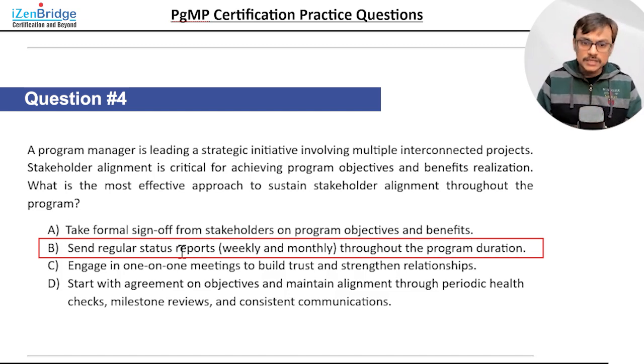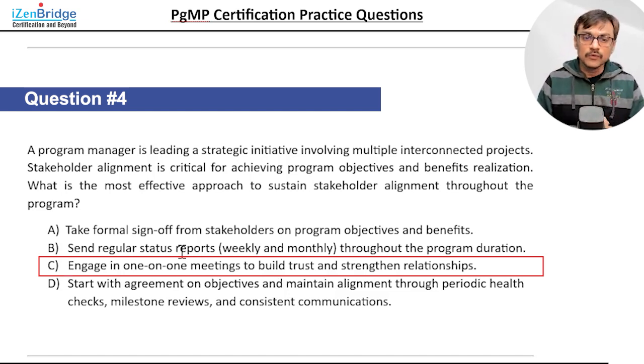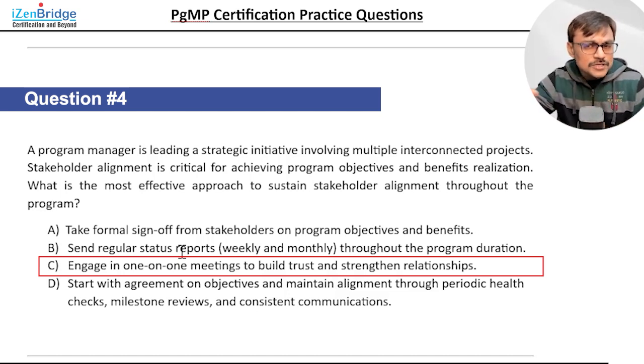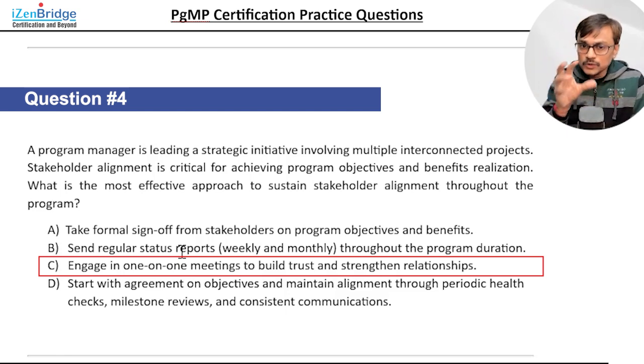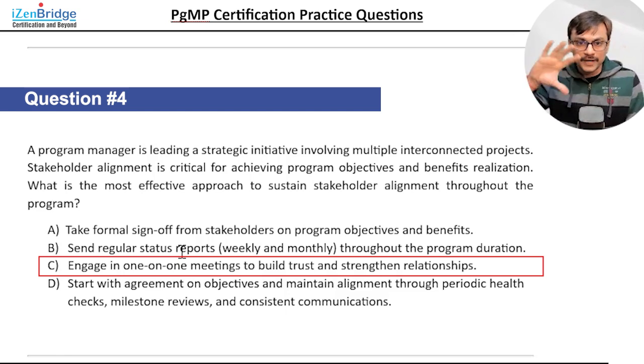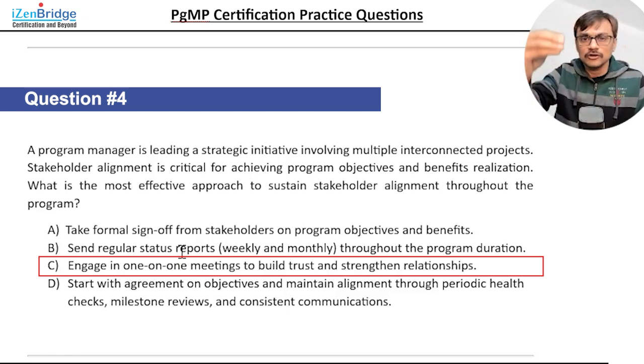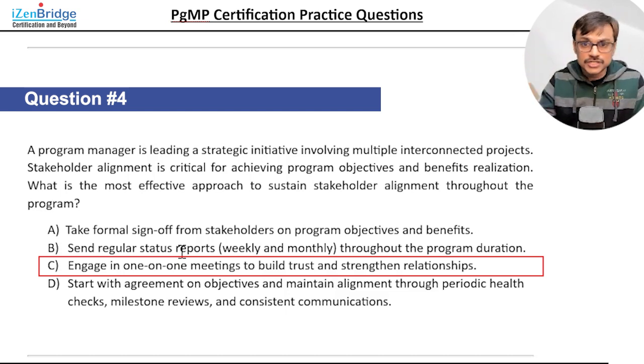Option B, send regular status reports weekly, monthly throughout the program duration. Not a bad idea. So I definitely want to keep my communication always active. Good idea. Let's see option C. Engage in a one-on-one meeting to build trust and strengthen relationship. Yes, that is something also I should do. So when I have more options looking pretty much right, then I become a little more curious and I start thinking I need to find out something which is strategic in nature, which is pretty open-ended in nature, not going to a particular type of solution. Especially when two options look like solutions, then I become more conscious and probably those two are not the right answer. Let's go for option D.